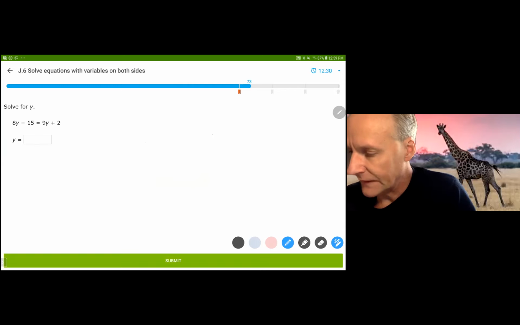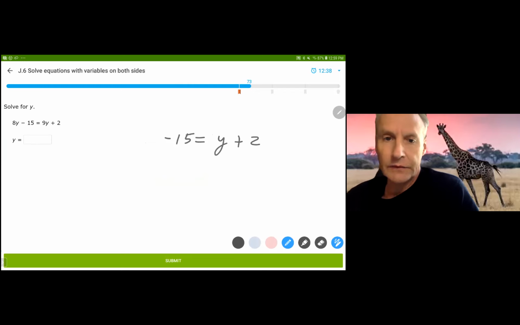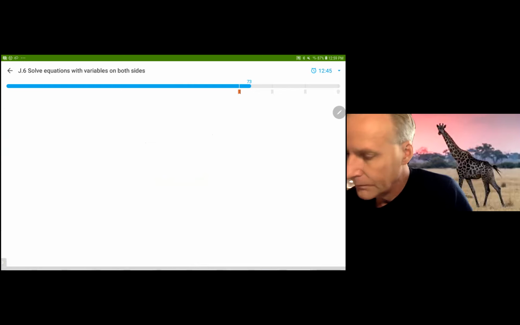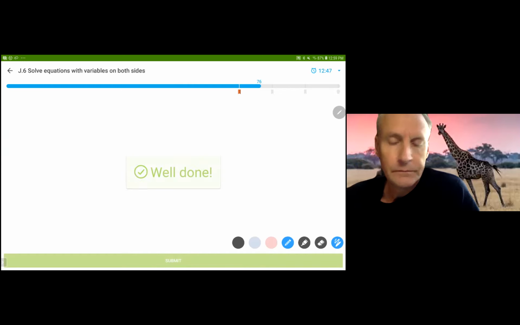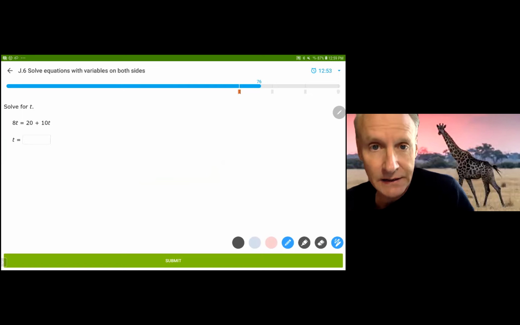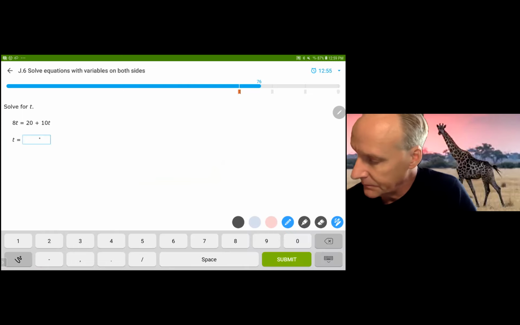I'm going to move a little faster this time. I'm going to subtract 8y from both sides, and I get negative 15 is equal to y plus 2. Be careful. Subtract the 2, and you get negative 17. In this one, I'm going to subtract 10t from both sides and then divide by negative 2 and get the negative 10.